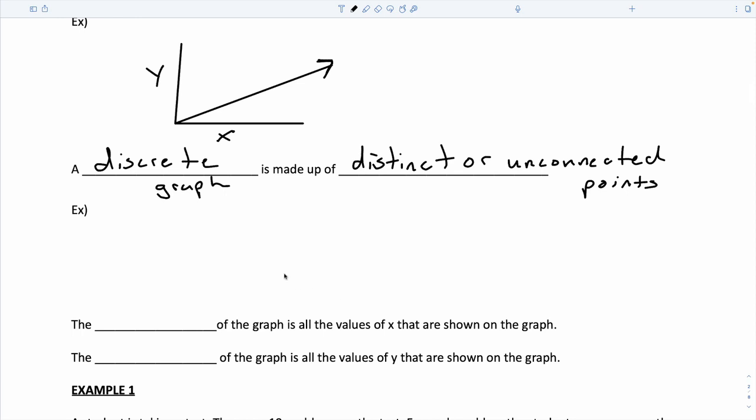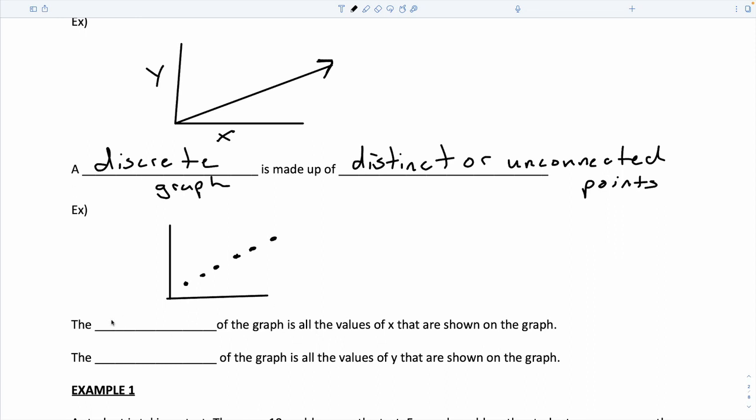Example. Make a mini coordinate grid like this, and here's your discrete graph. They are parts that are unconnected points. You do not draw a line. Normally you would because you're graphing something, but when it's discrete, you do not draw the line. It is only these points that make up the graph.